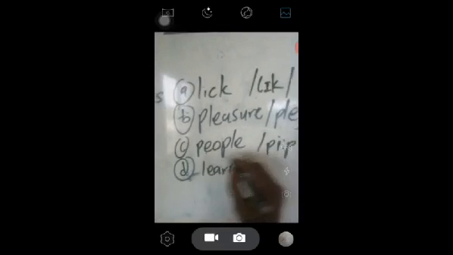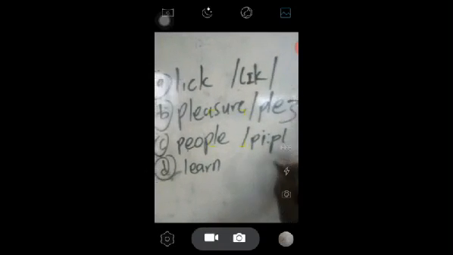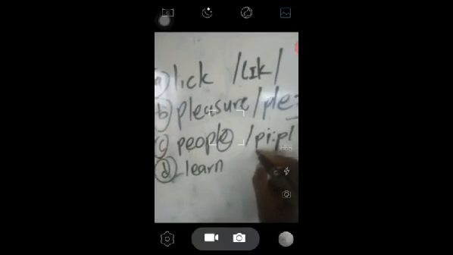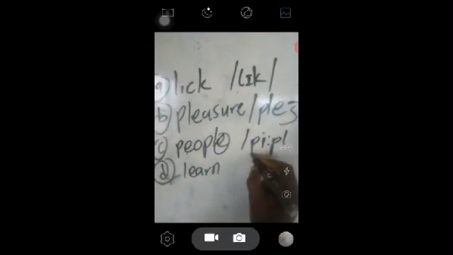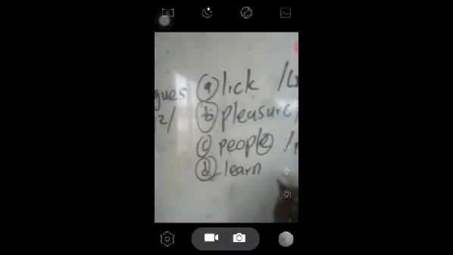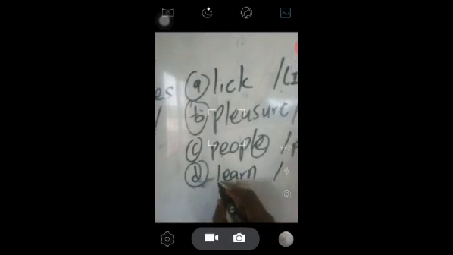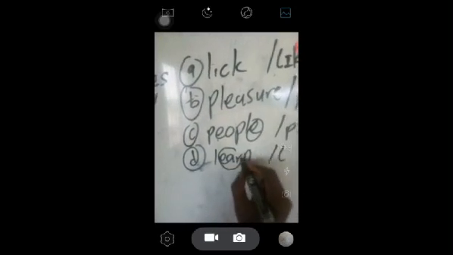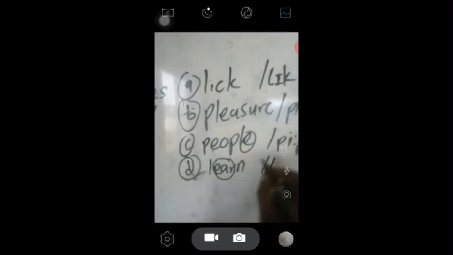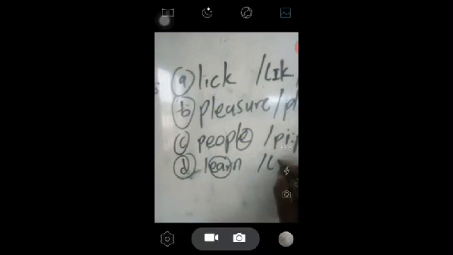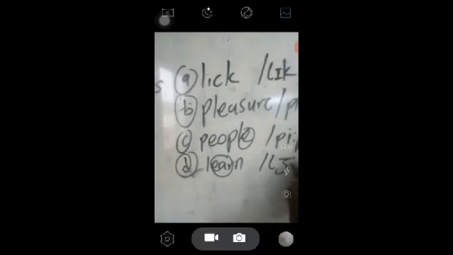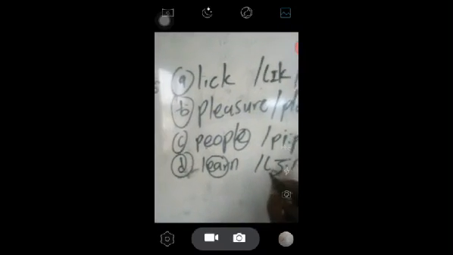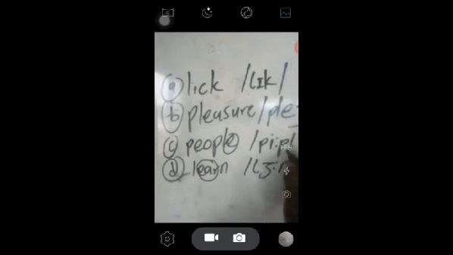Then you have the next one, L. The letter E there is silent. So you have P, E, O, P, L, people. Then we have the last one, L. The letters E and A come together, because of a consonant in front of it, most of the time the letters EA can come together and give you the sound. Then the letter N gives you N. So we have learn.